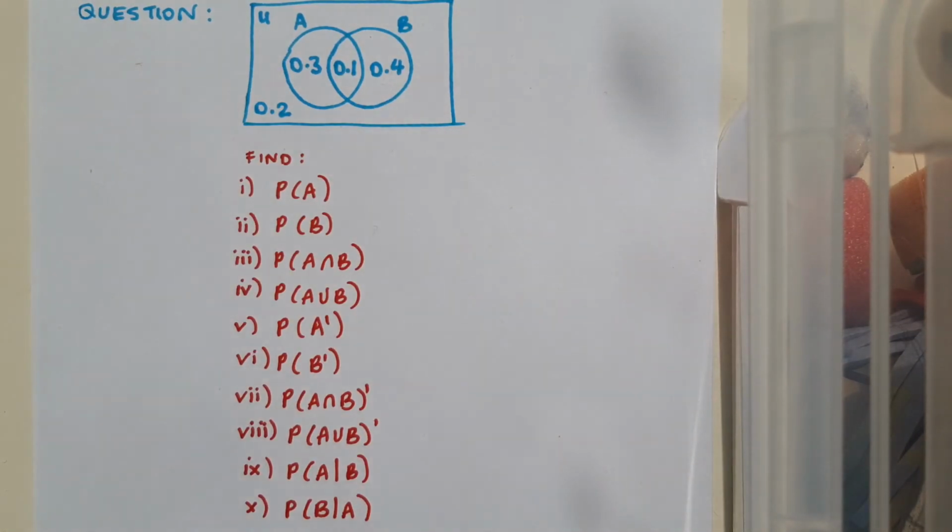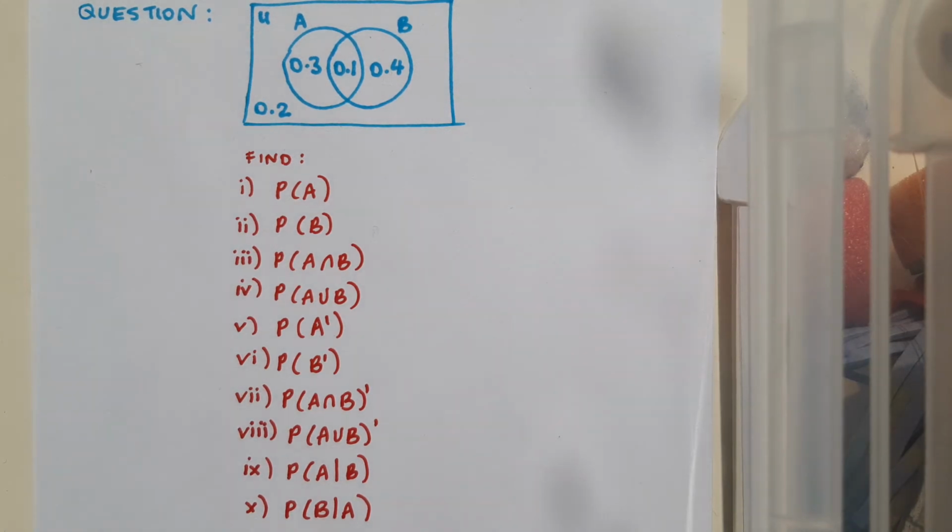So here are 10 questions we're going to answer on this Venn diagram. Again, pause the video here and see how many of these you can do yourself, and then unpause and see if you're correct. So first of all, find the probability of A.